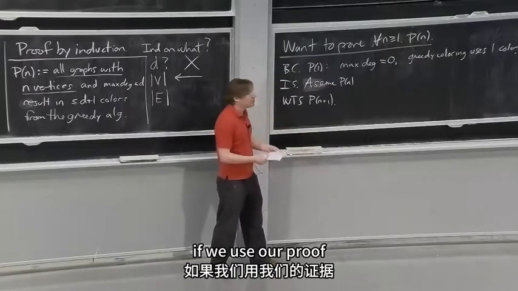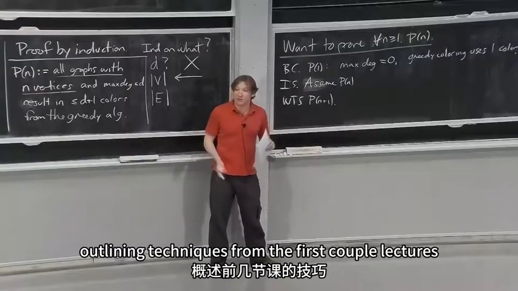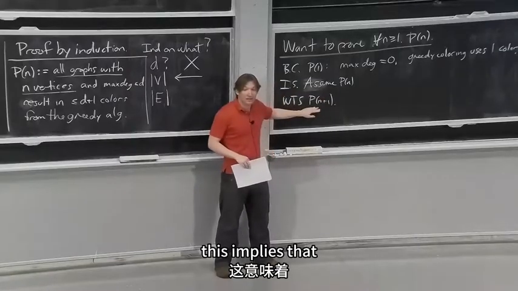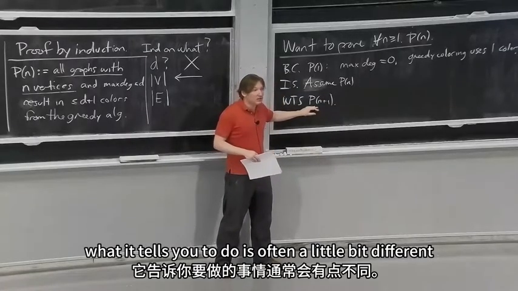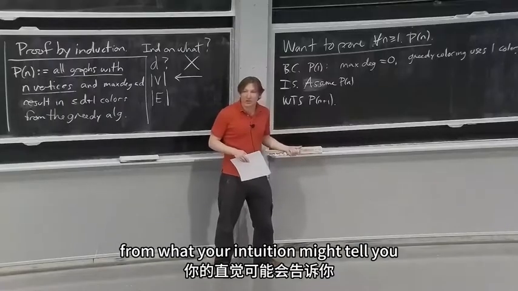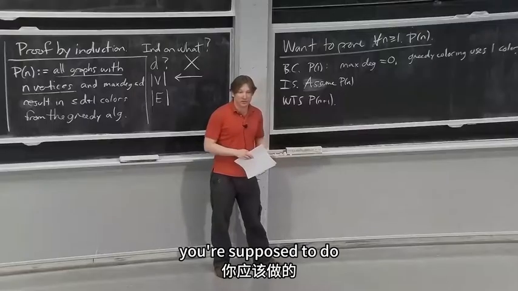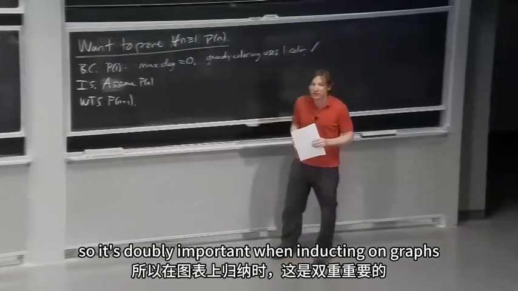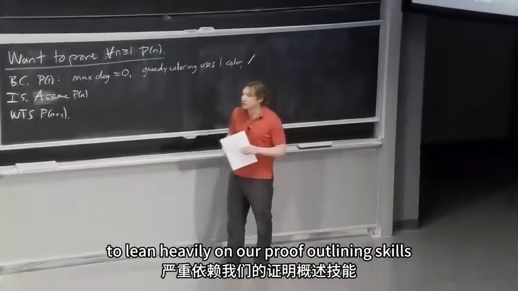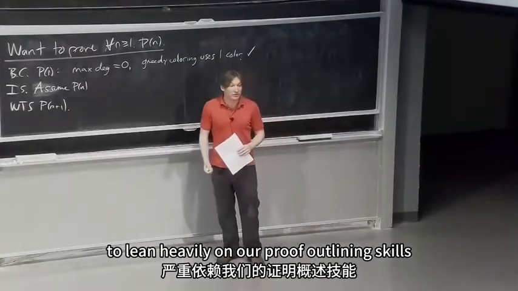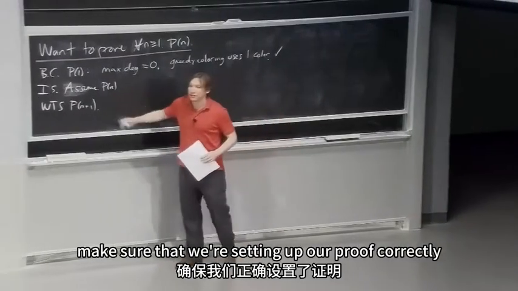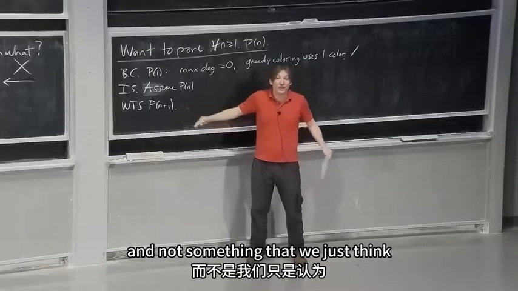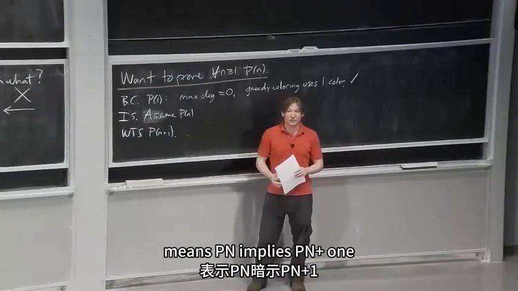But if we use our proof outlining techniques from the first couple lectures and really unpack what it means to prove that this implies that, what it tells you to do is often a little bit different from what your intuition might tell you you're supposed to do. So it's doubly important when inducting on graphs to lean heavily on our proof outlining skills. Make sure that we're setting up our proof correctly to prove Pn implies Pn plus 1, and not something that we just think means Pn implies Pn plus 1.